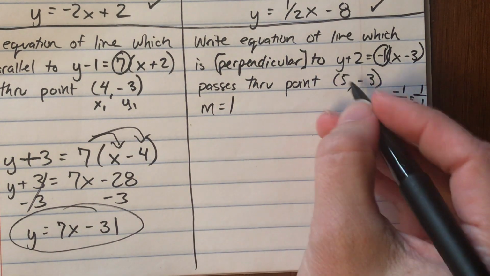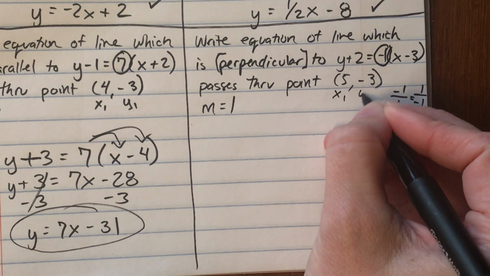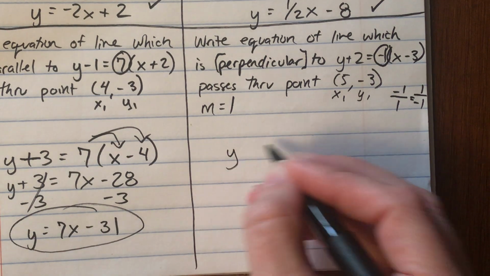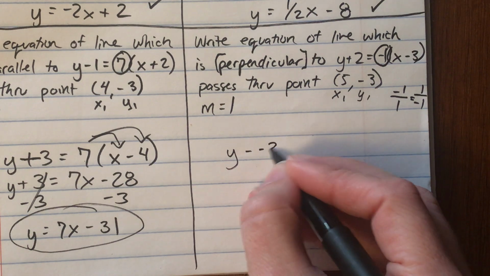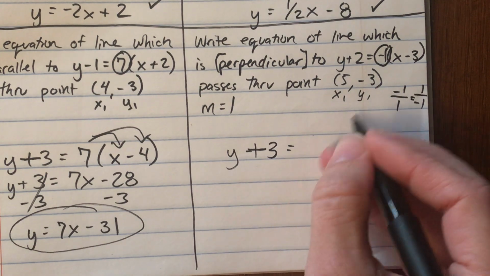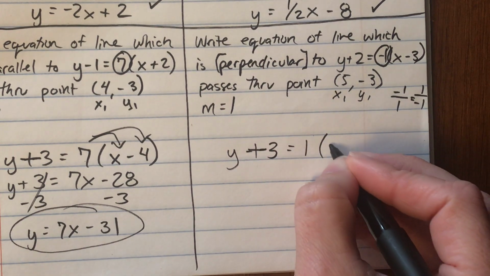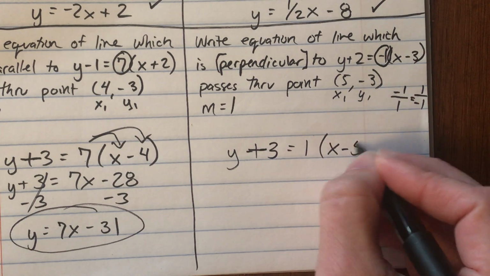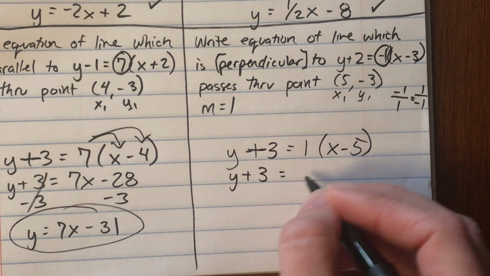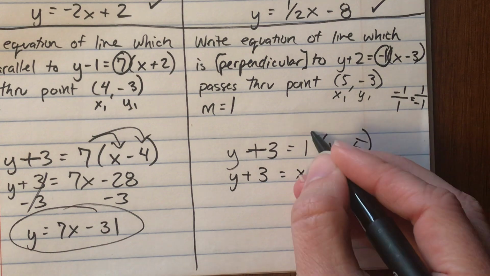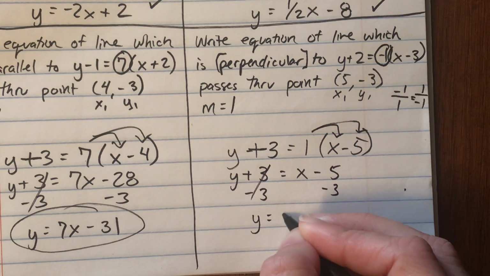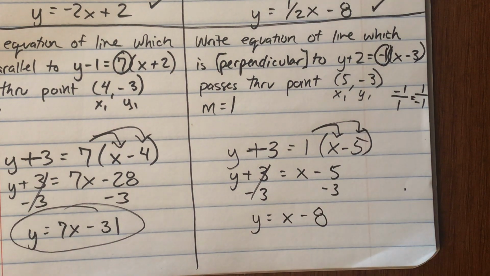All right, so that's our new slope. Our point is here, 5, -3, our x1, y1. And so we're going to plug that into our point slope form. So y minus a negative becomes plus a positive, is equal to, my slope is going to be 1, and then it's x minus 5. Well, 1 distributed to anything is just itself, so this is going to be y plus 3 equals x minus 5. Last thing to do is subtract 3, and we get y is equal to x minus 8.